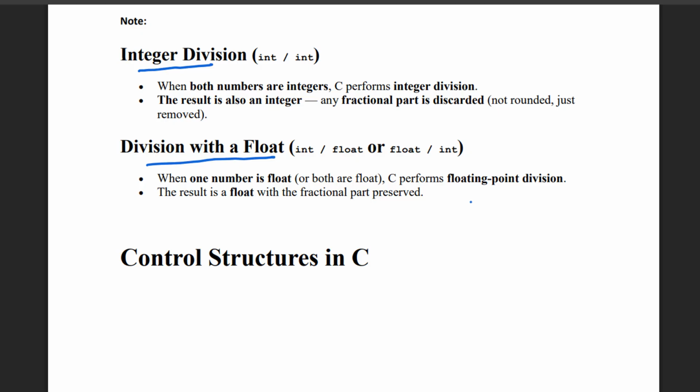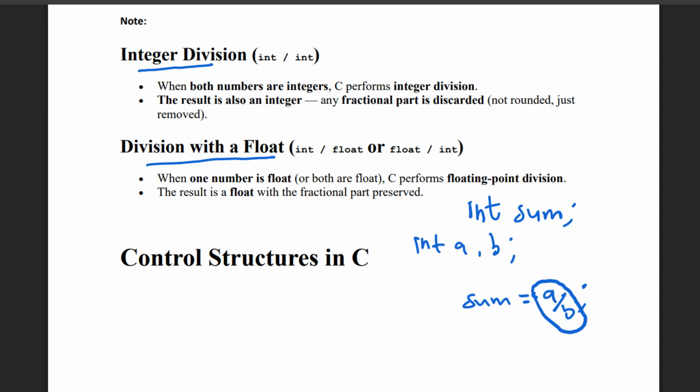Now, generally what happens is, if I declare a value as an int, let us say int sum, then I declare two other values, let us say int a, comma, b. If you do sum equals a divided by b, there's no problem. What's happening here is a is an integer, b is an integer. What you're supposed to retain is, when you're doing integer division, your result is an integer. In this case, since I'm assigning this integer to another integer variable, there's no problem.